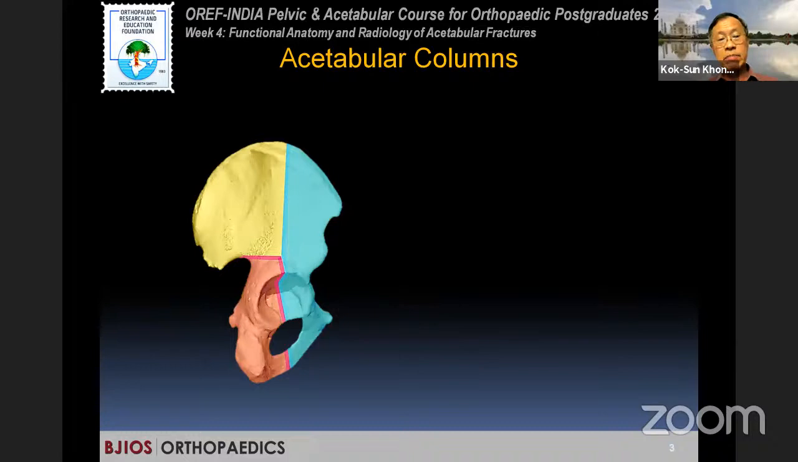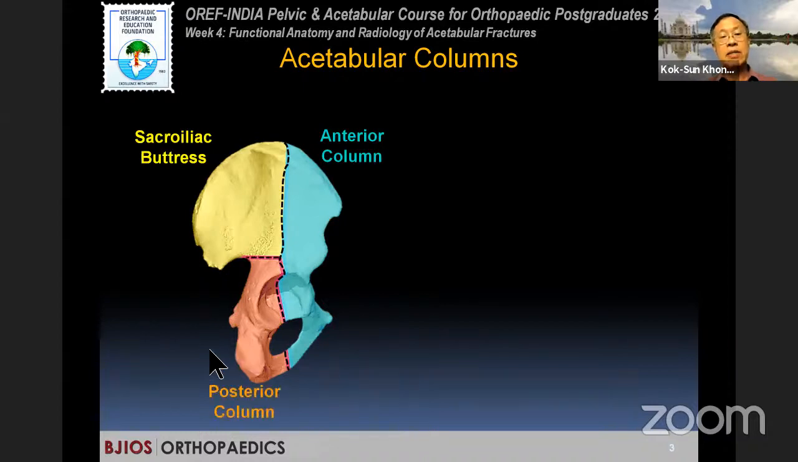The acetabular columns of this pelvis seen from the outside. First is a bisecting line between the crista iliaca, right at the top there, and the middle of the obturator foramen. In the blue area is the anterior column. In the yellow area is not the posterior column, we call it the sacroiliac buttress. The posterior column starts at the level of the sciatic notch. Inferior to that, in the back of the half of the acetabulum, is called the posterior column.